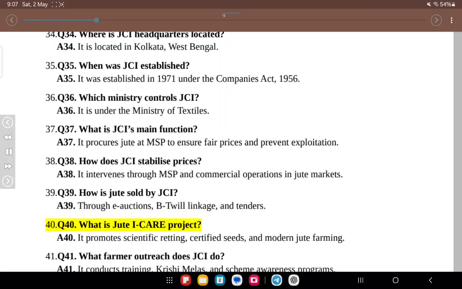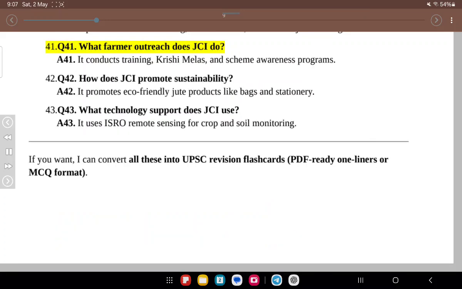40. Q40. What is Jute I Care project? A40. It promotes scientific vetting, certified seeds, and modern jute farming. 41. Q41. What farmer outreach does JCI do? A41. It conducts training, Krishi Melas, and scheme awareness programs. 42. Q42. How does JCI promote sustainability? A42. It promotes eco-friendly jute products like bags and stationery. 43. Q43. What technology support does JCI use? A43. It uses ISRO remote sensing for crop and soil monitoring.